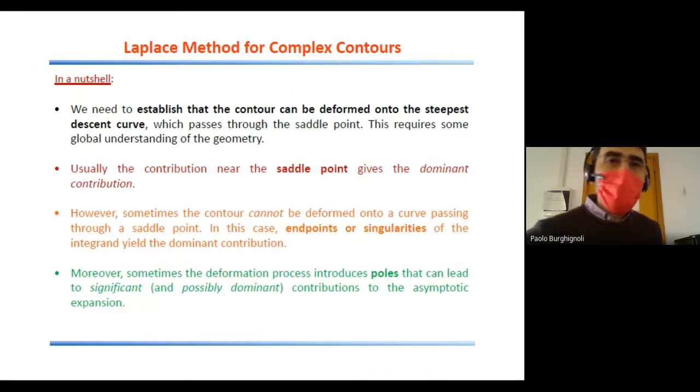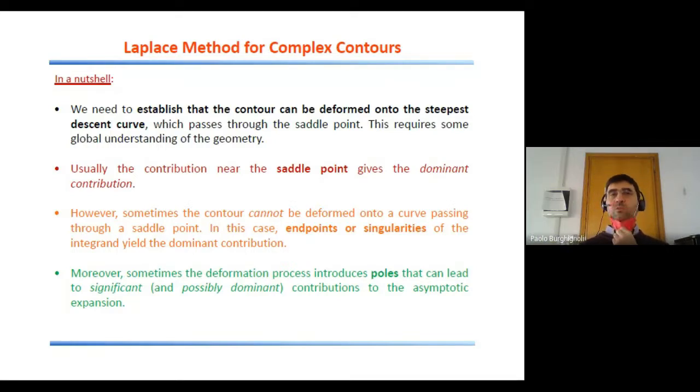So, in a nutshell, what is the so-called Laplace method for complex contours? First step, we need to establish that the original contour of our integral can be deformed onto some steepest descent contour, which passes typically through some saddle point. And this requires that you understand the global geometry of the analytic function you are considering in the complex plane. Usually, the contribution near the saddle point, if any, will give you the dominant asymptotic contribution.